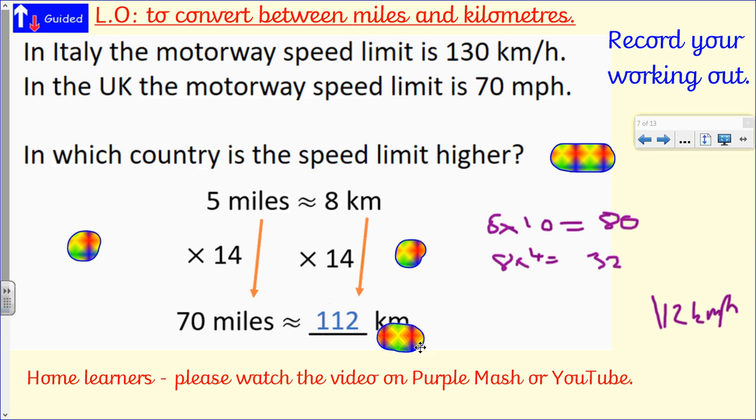Right, so let's just double check that we were right. We are, so it's 112 kilometers. So Italy's speed limit is 130. Which one is faster? That would be Italy.